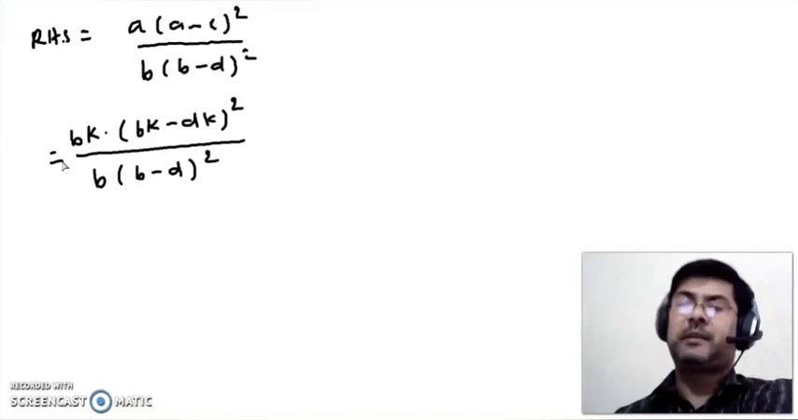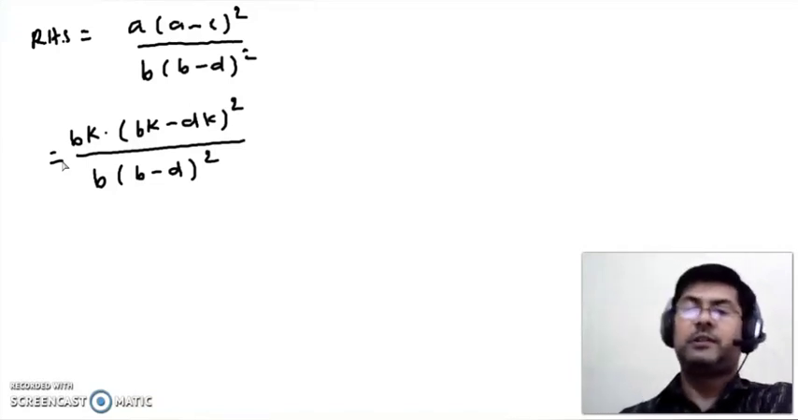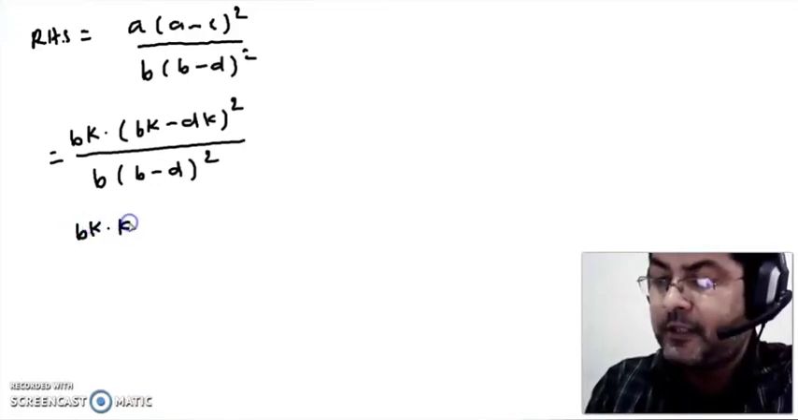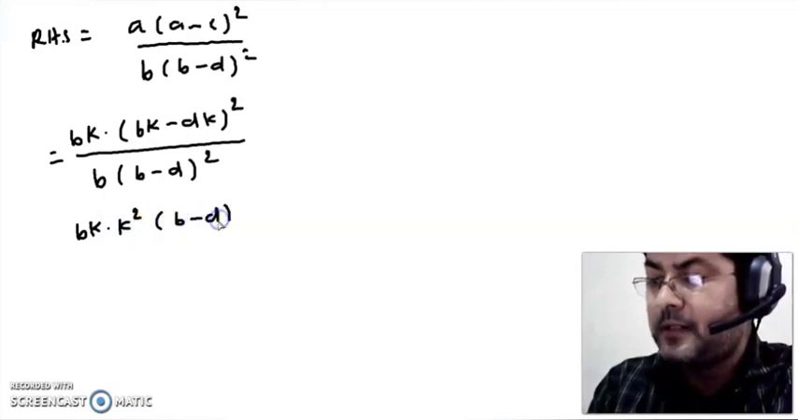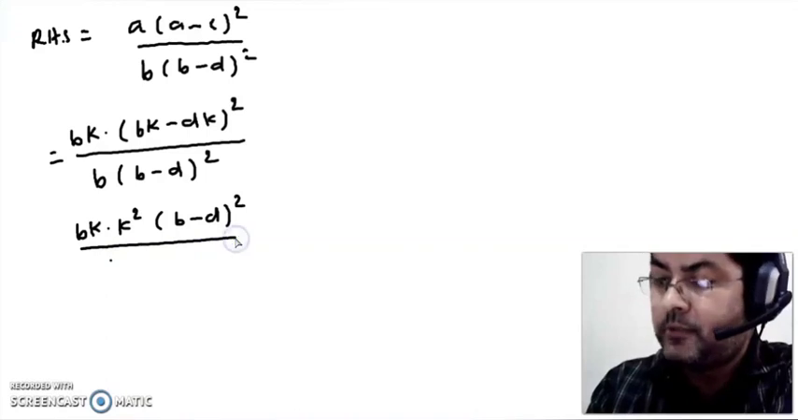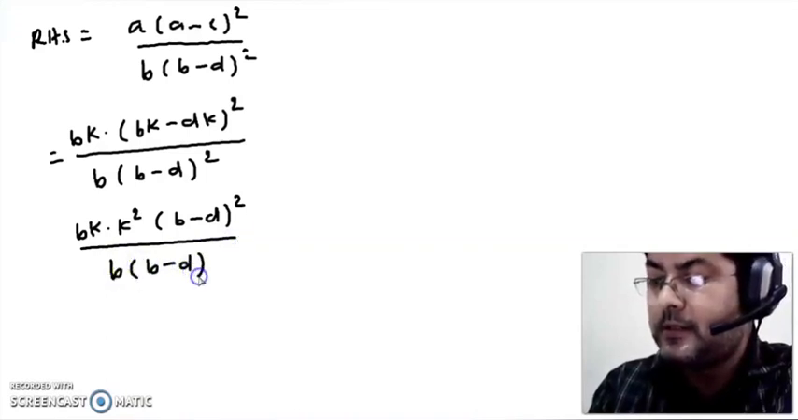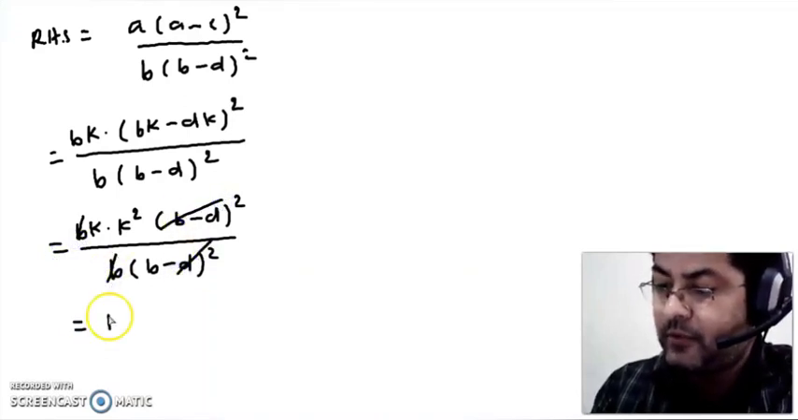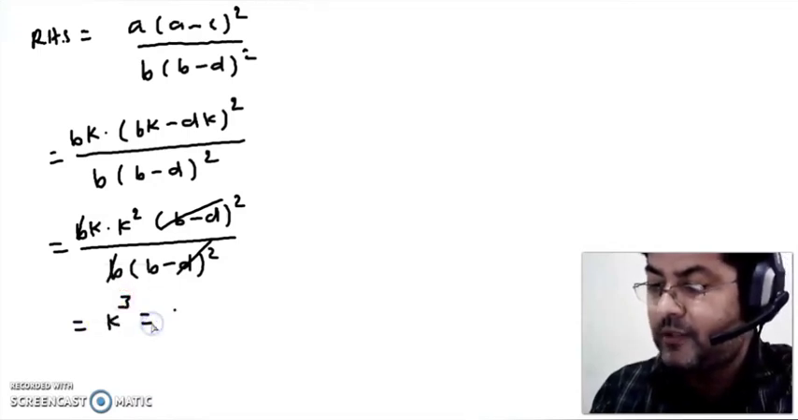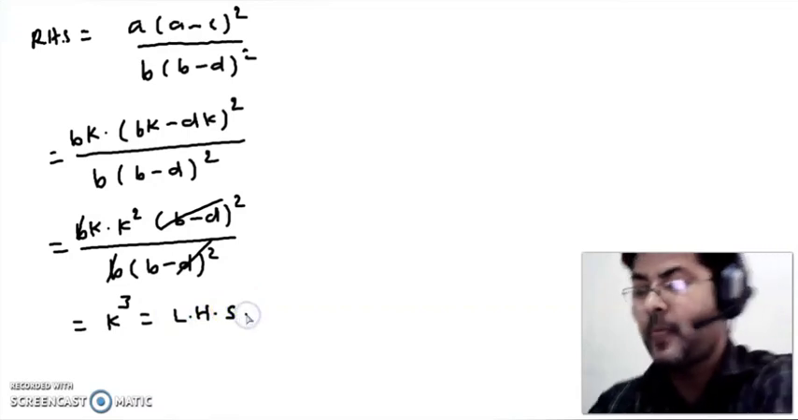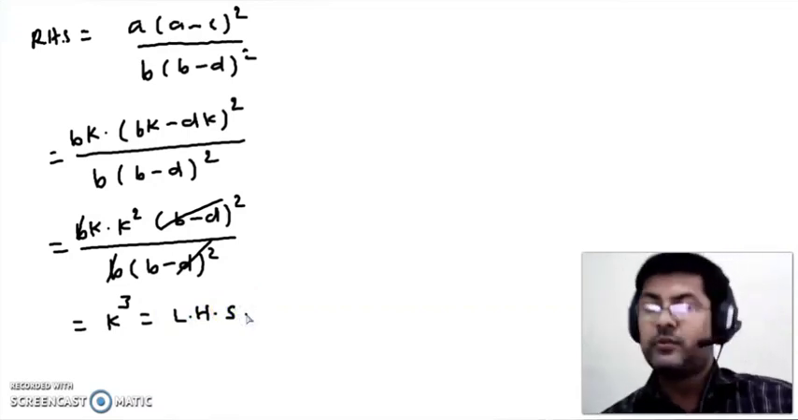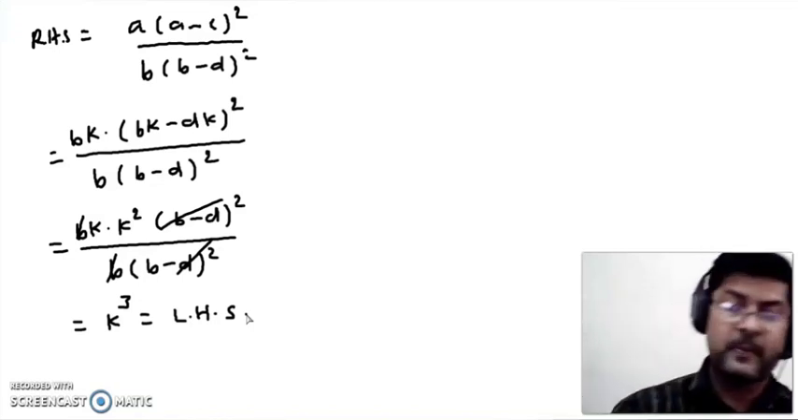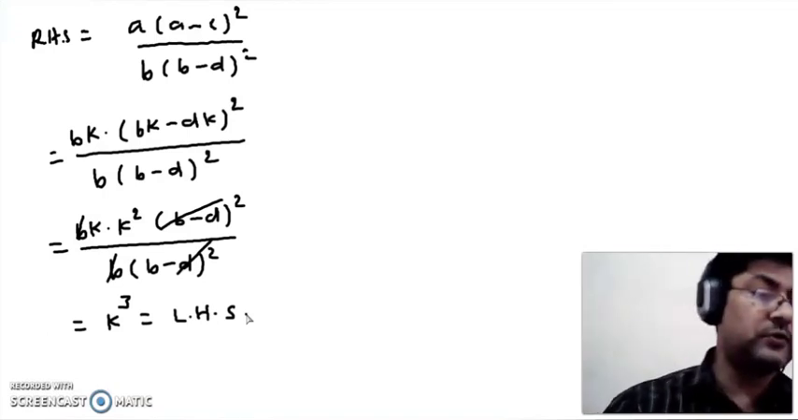Okay, from the bracket in the numerator we can take k common. Since the bracket is squared, k square will come out. So we have bk into k square, and we are left with b minus d the whole square upon b into b minus d the whole square. Now we can reduce this b and the bracket, and we are left with k into k square, which is equal to k cube, which is equal to the left hand side. Clear? So we have completed question number 13. Okay, now we will start question number 14.